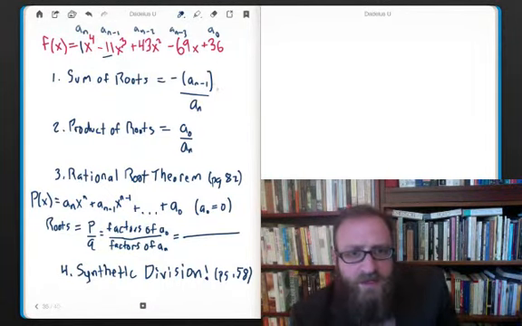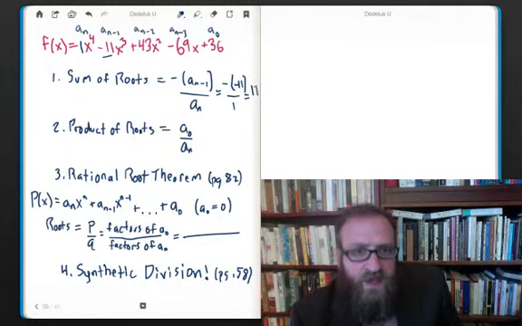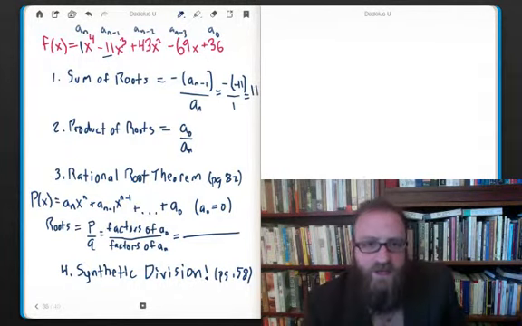Okay, so that means that the sum of the roots for this equation is negative a sub n minus 1, which we said was negative 11, divided by a sub n, which is 1, which is going to simplify things for us here today. And so the sum of the roots is 11. Okay, interesting, good to know.